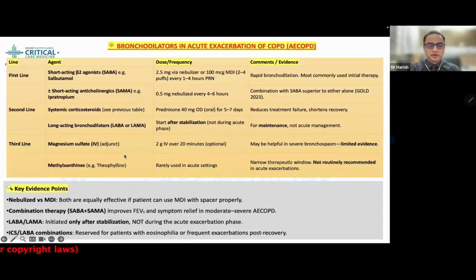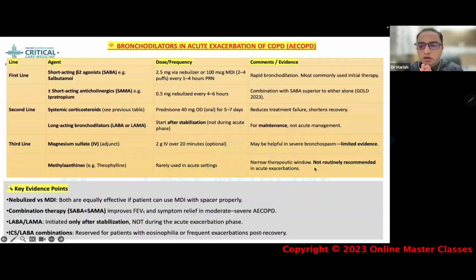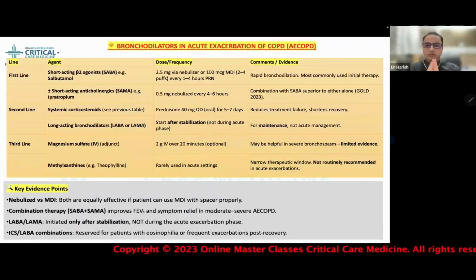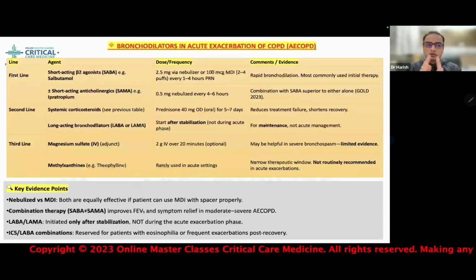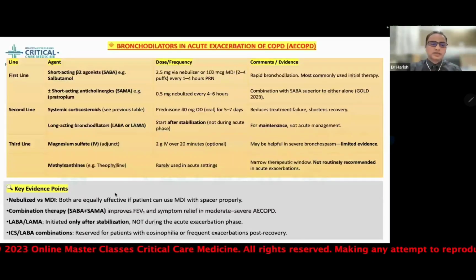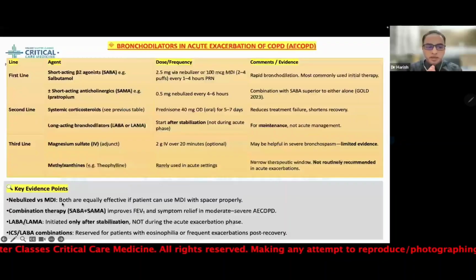Third line, magnesium sulfate IV, 2 gram IV over 20 minutes. It is optional, may be helpful in severe bronchospasm, but we have limited evidence. Methylxanthines like theophylline and aminophylline are rarely used in the acute setting because of the narrow therapeutic window and are not routinely recommended. In acute exacerbation, there are lots of adverse effects in terms of arrhythmia, drug interaction and so on. So the key evidence is with nebulized versus MDI.